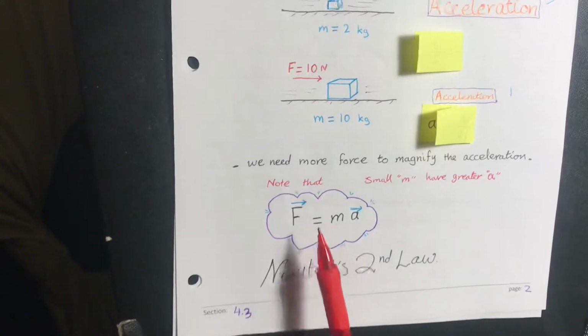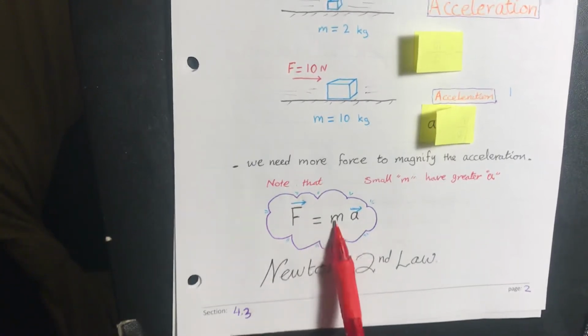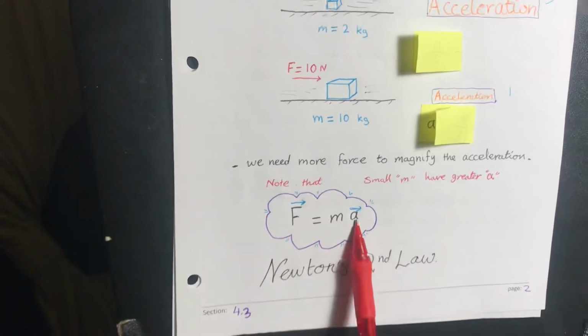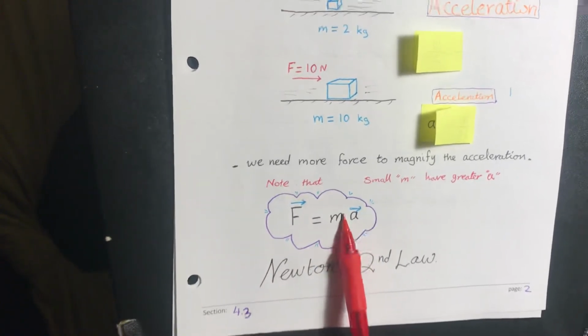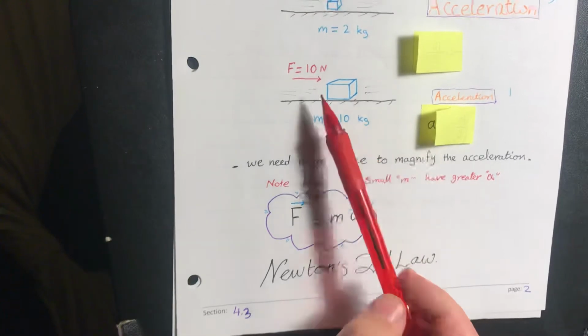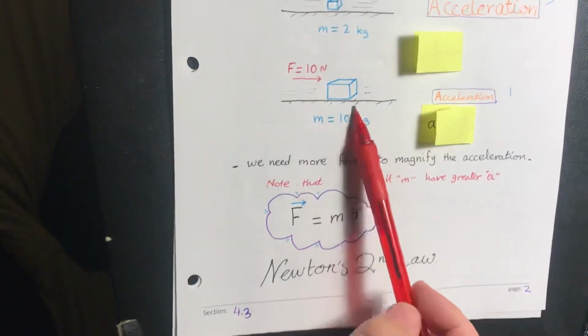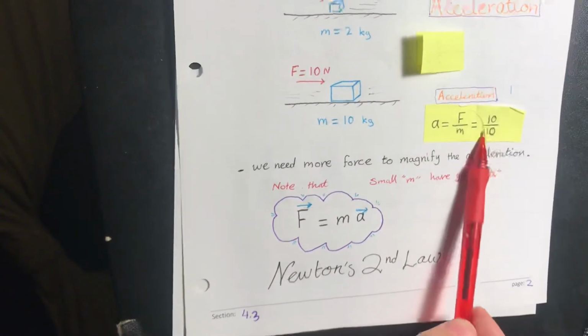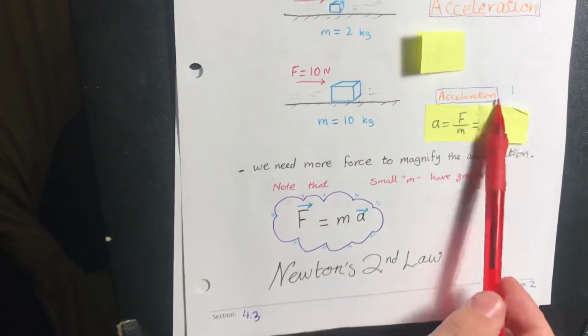So a is equal to F over m, and m is equal to the magnitude of F divided by the magnitude of a. For example, here, how much is the acceleration? It is F over m. The acceleration will be 10 over 10, which is 1.